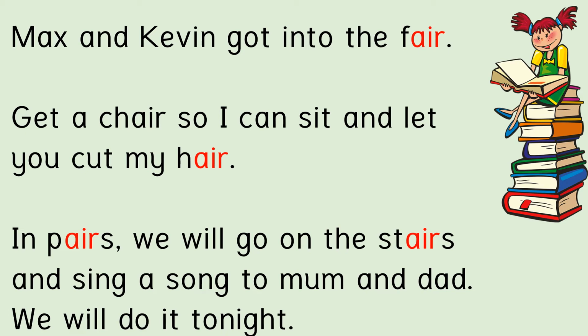So first sentence, really easy. Max and Kevin got into the fair. Get a chair so I can sit and let you cut my hair. And then here we've got a comma on the third one. So in pairs, we will go on the stairs and sing a song to mum and dad. Full stop. We will do it tonight.